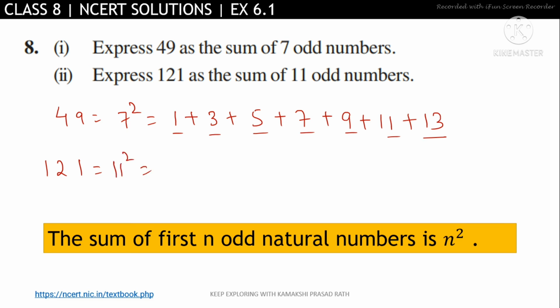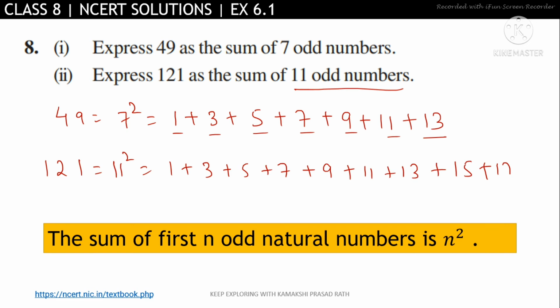Similarly, 121. Now you can say 121 is 11 squared. So we have to write it as the sum of 11 odd numbers. So 1 plus 3 plus 5 plus 7 plus 9 plus 11 plus 13 plus. Here there are 7 numbers, so we have 4 more odd numbers to write: 15, 17, 19 and 21. So 1, 2, 3, 4, 5, 6, 7, 8, 9, 10, 11. When you add these 11 odd numbers, you will get 121.